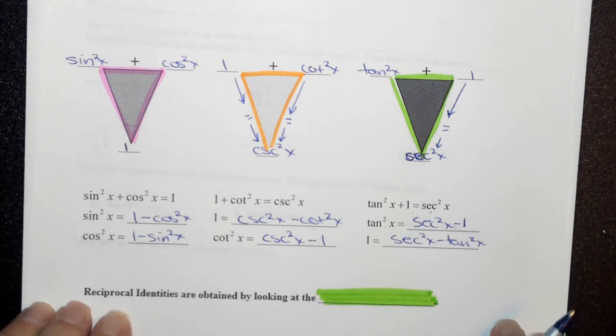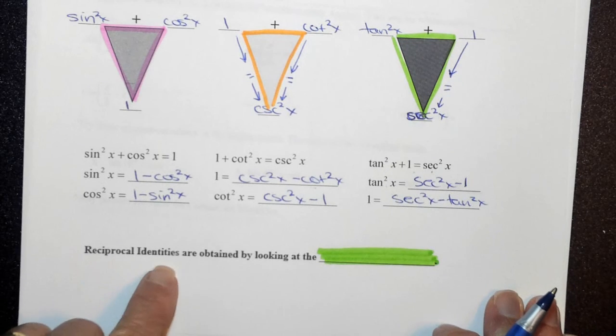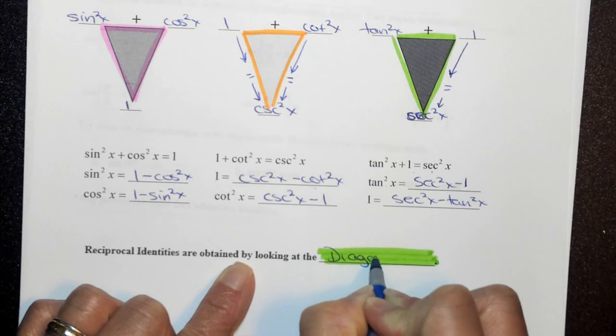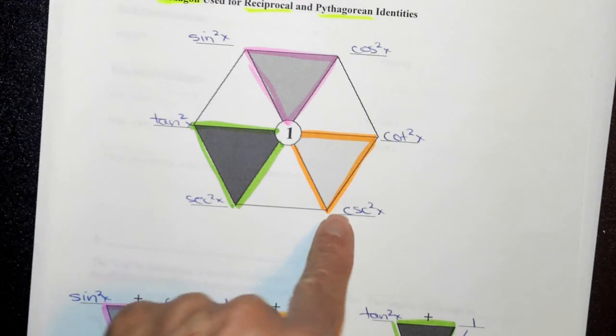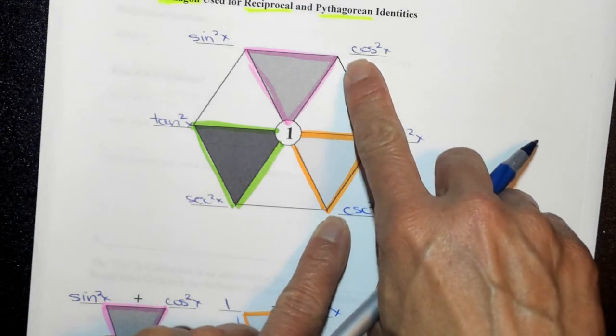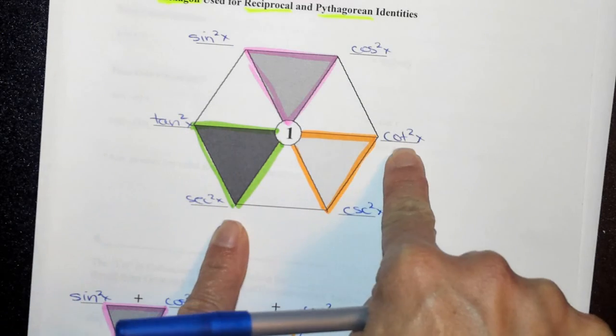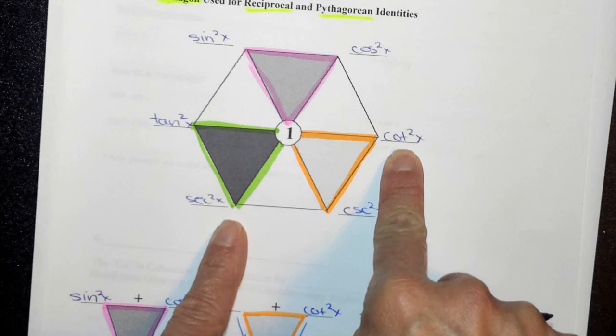Now, one quick thing that you can look at too is the reciprocal identities are obtained by looking at the diagonals. So let's go up here and look really quick. The sine squared, its reciprocal is cosecant squared. Cosine squared, its reciprocal is secant squared. Tangent squared, its reciprocal is cotangent squared. Diagonals.